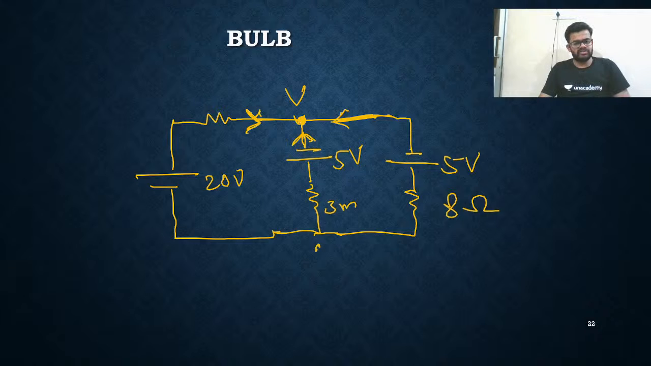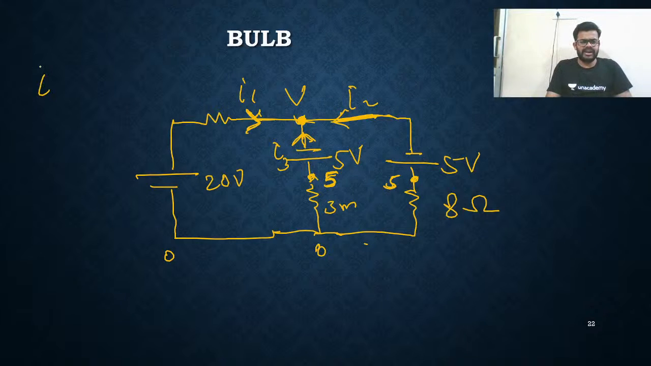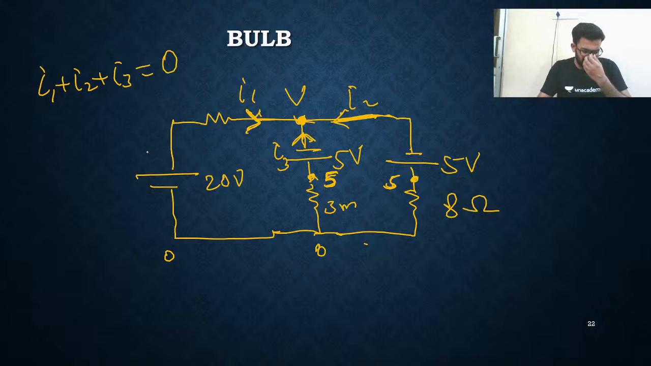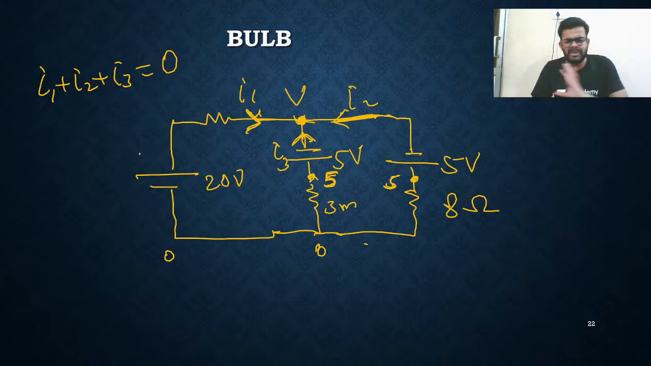Here I can write, this is V volt, right? And here I have considered 0, so this is also 0. Here it is 5 volt. Now this is V, this is 5, and here is 0. I am considering this current I1, this is I2, and this is I3. So directly you can write I1 plus I2 plus I3 is equal to 0. It is just taking some time to draw the diagram, but it is easy.